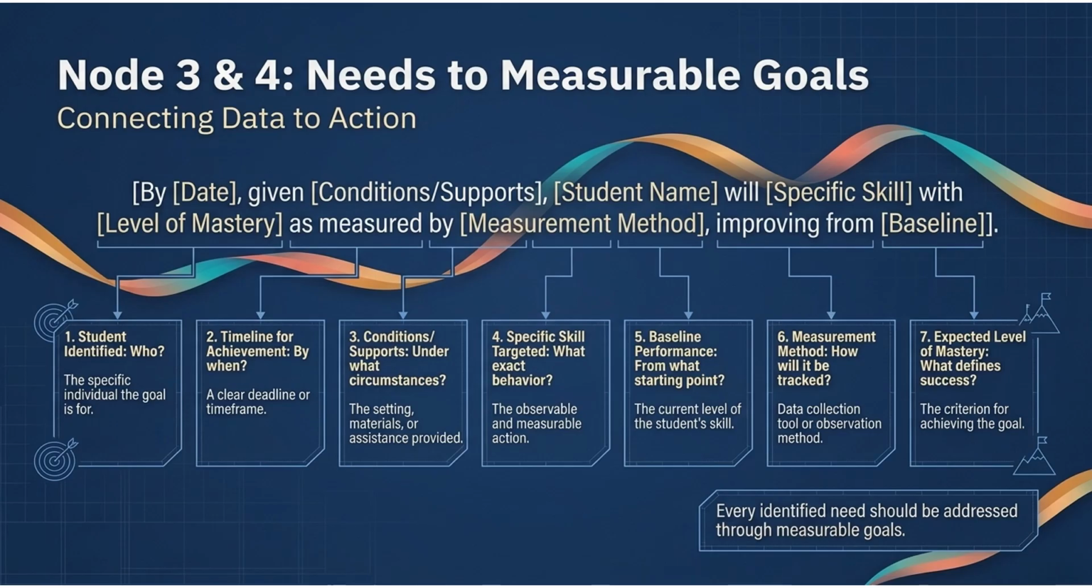After needs are identified, the team develops measurable goals. Every goal should clearly identify the student, the target skill, the conditions or supports provided, the timeline, the baseline level of performance, the method of measurement, and the expected level of mastery. Each identified need should be addressed through a measurable goal designed to support meaningful progress.